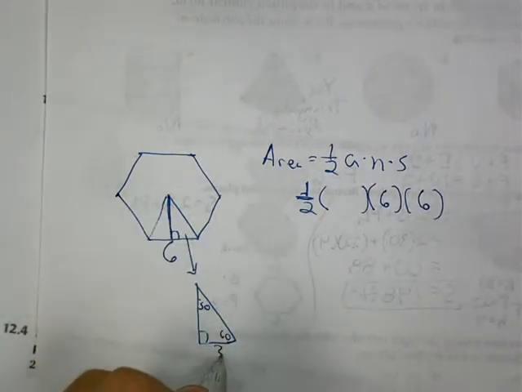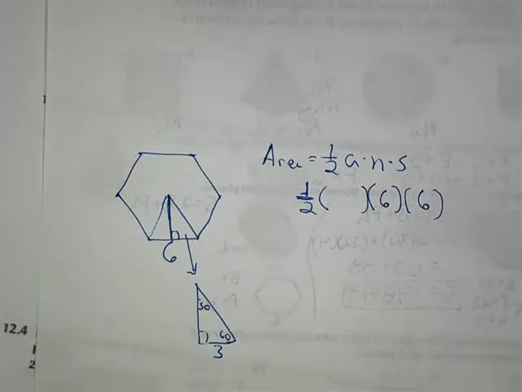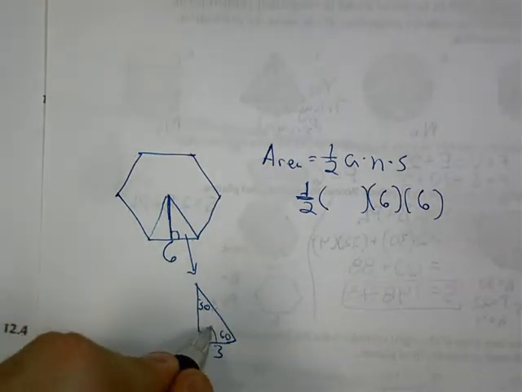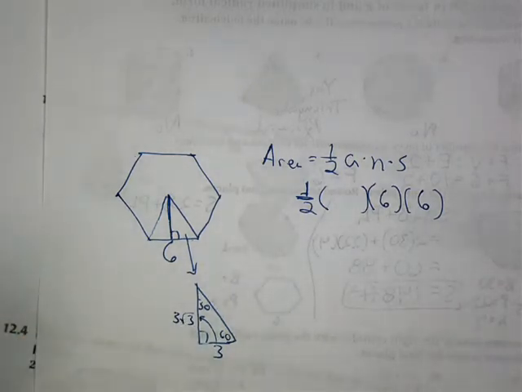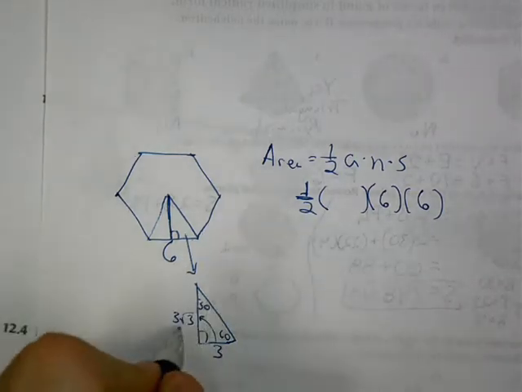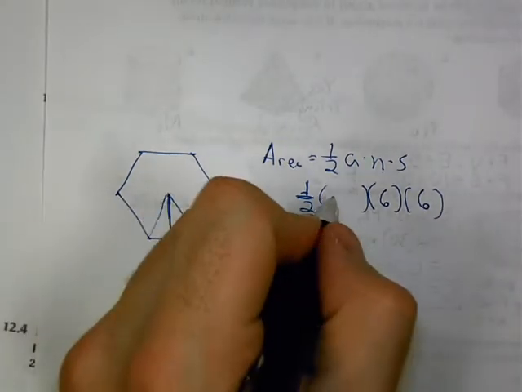6 was the entire side. We take half of it. That's now 3. Now within the 30, 60, 90, I would multiply by root 3 to get that leg, because it's the shorter leg to the longer leg. So now I know my apothem is 3 root 3.